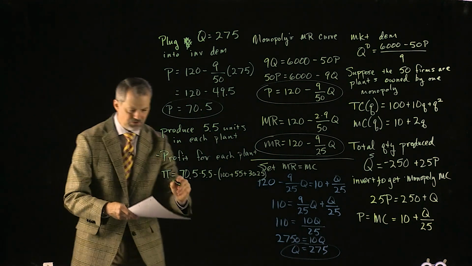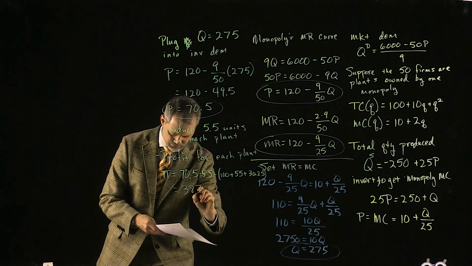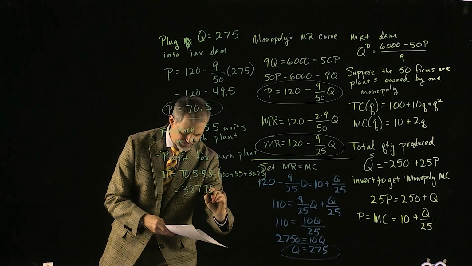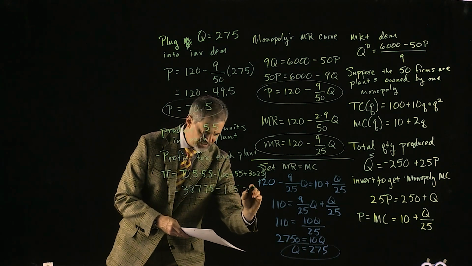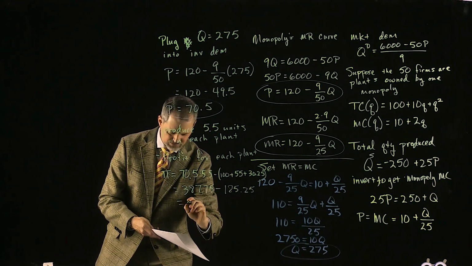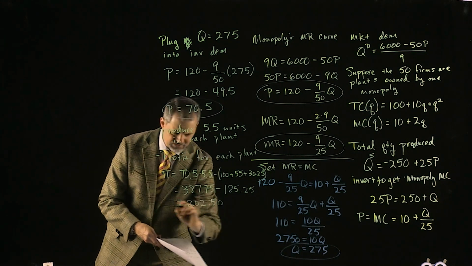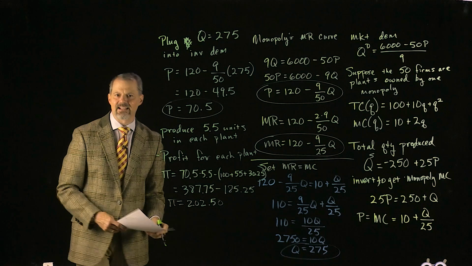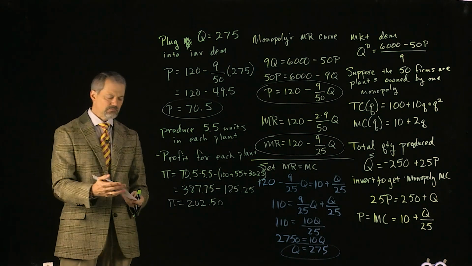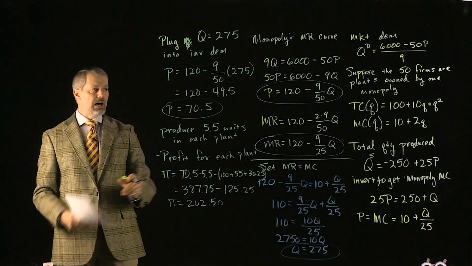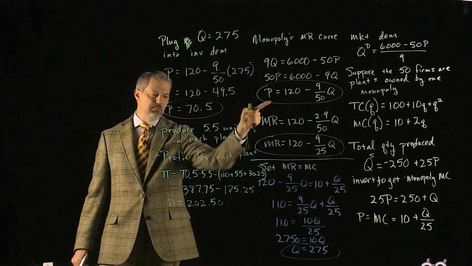So that's equal to $387.75 minus 185.25. That gives us $202.50 of profit for each plant. If you wanted the total amount of profit for the monopoly, just multiply that per plant profit times 50.